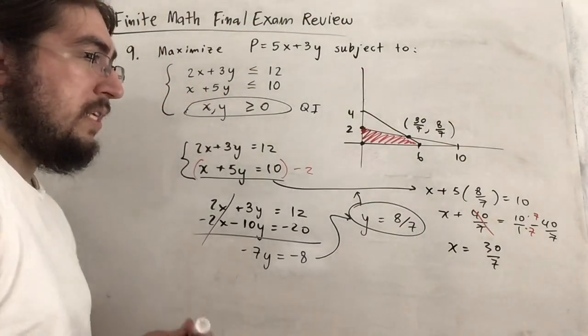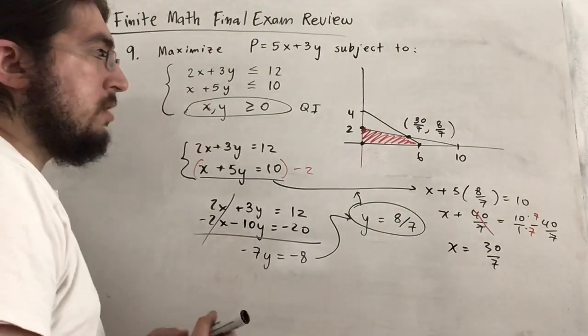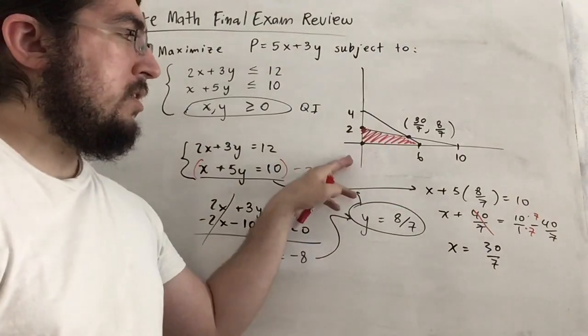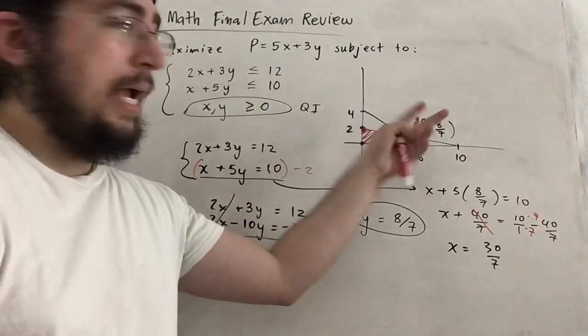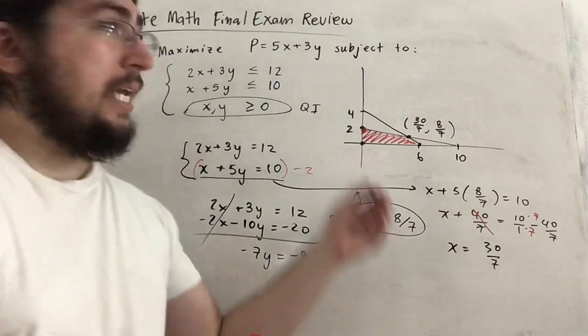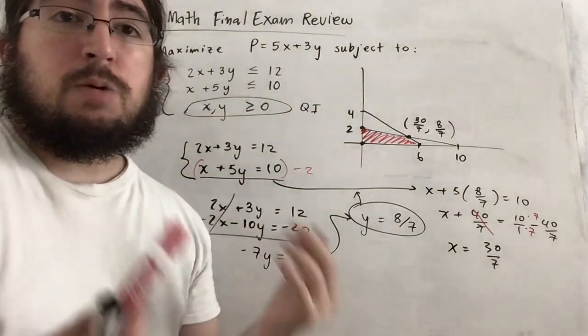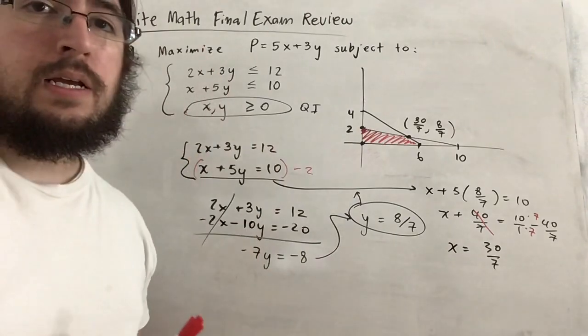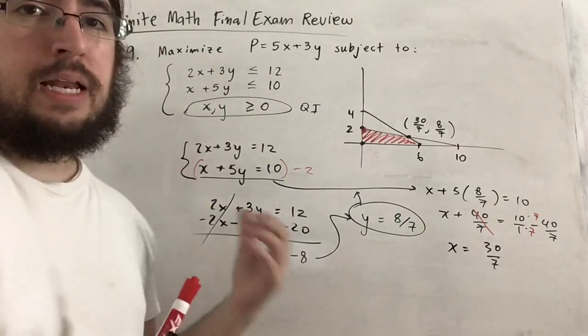So we want to figure out what these corner points are, which of course are the points (6, 0), (0, 0), (0, 2), and this one we just found, (30/7, 8/7). We're going to plug each of these into our objective function and see what the largest is because we're maximizing. So I'm going to erase all this, create a table, and let's do that right now.